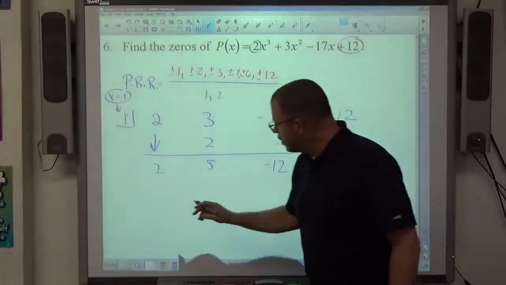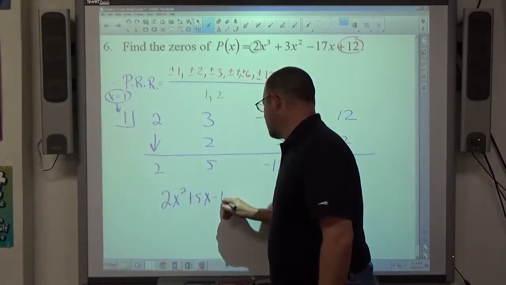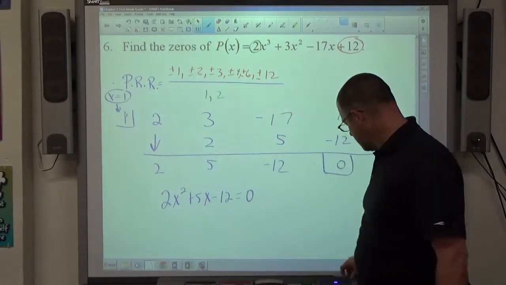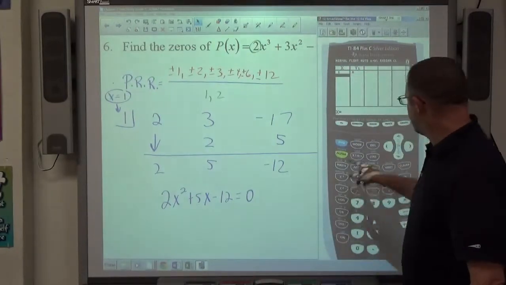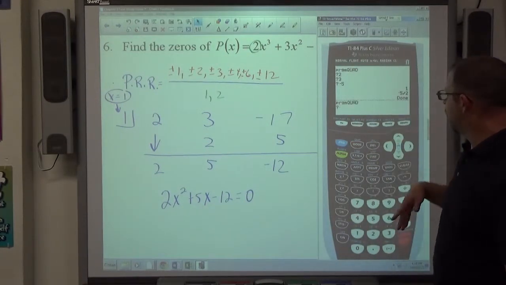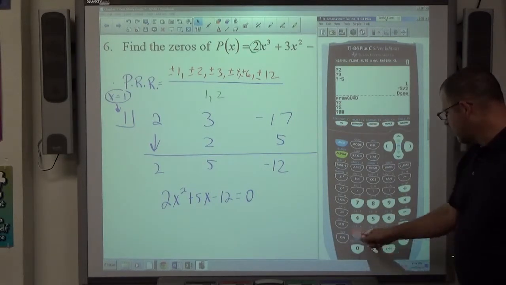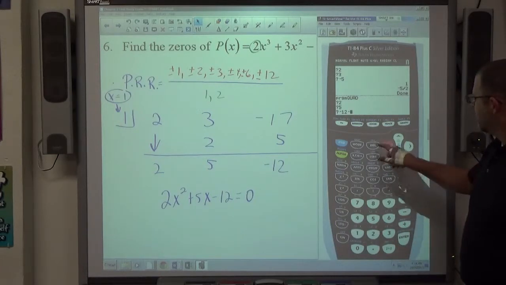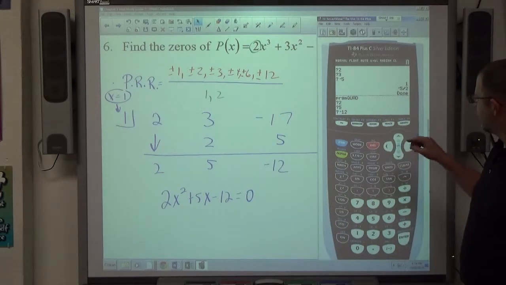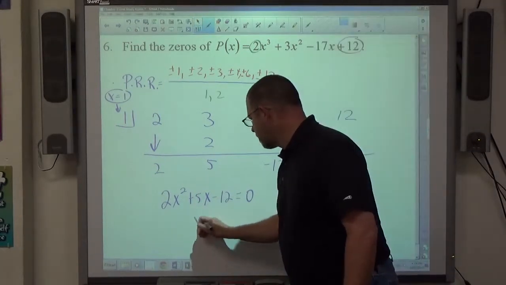The remaining quotient here is 2x squared plus 5x minus 12, which is supposed to equal 0 still. At this point, it's a quadratic function, so again, I can go back to my quadratic formula. It's already entered in my calculator. Just hit enter, it brings it back up. 2x squared plus 5x minus 12. Make sure you use the negative key, not the minus key, when you're typing in a negative number for this. And we get 3 halves and negative 4 is negative 2.